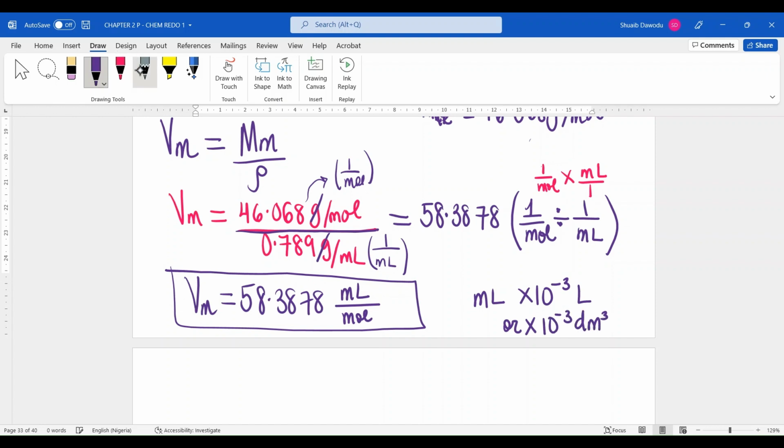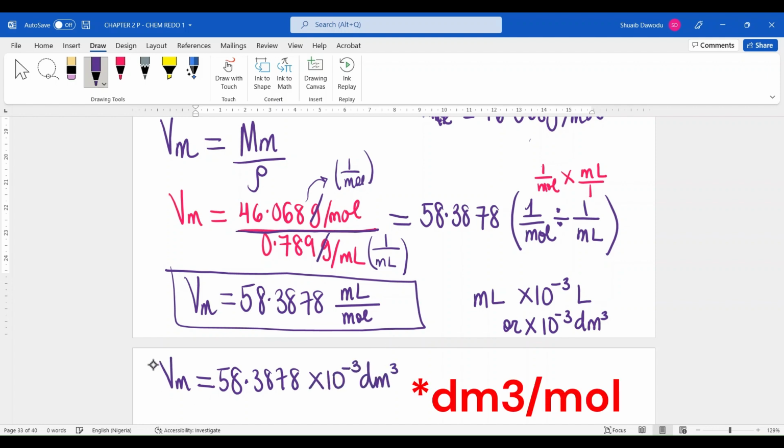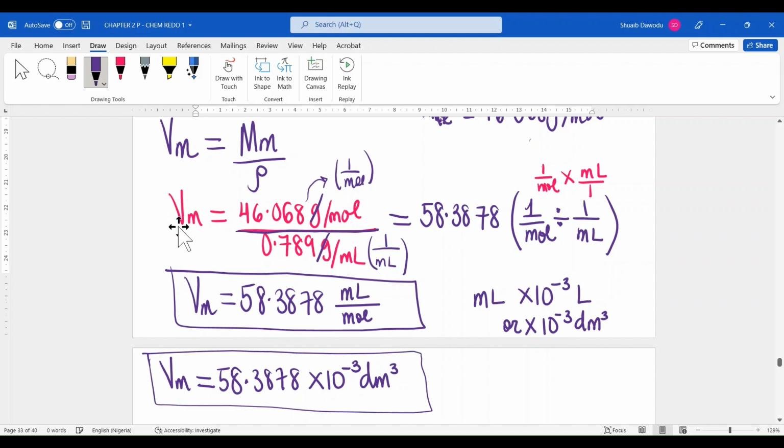So I'll rewrite the molar volume at the bottom. So molar volume becomes what? 58.3878 times 10 raised to the power of negative 3 decimeter cube per mole. So that's basically the answer to this part of the question.